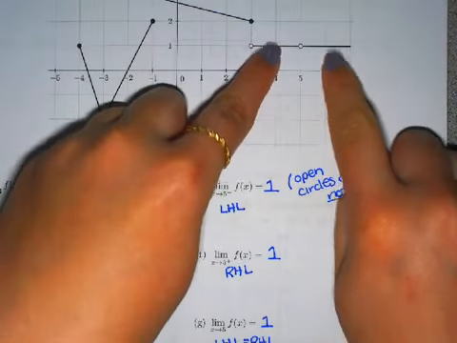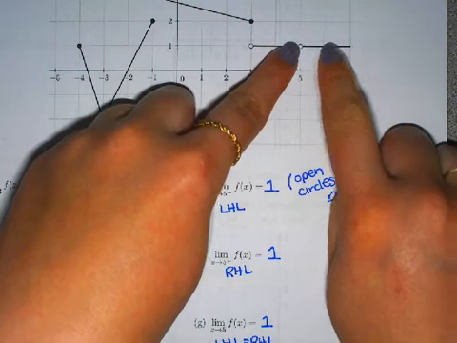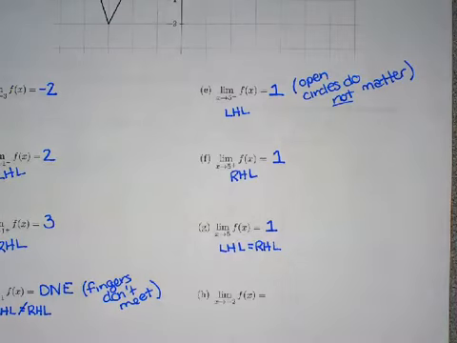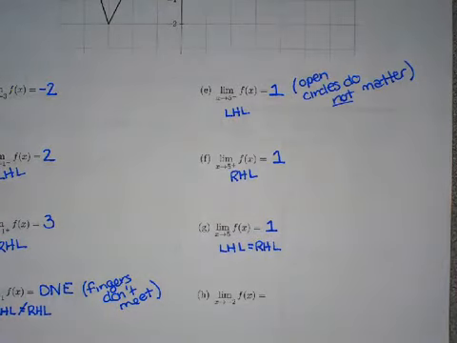So from the left of 5 and the right of 5, I'm going to hop in on the graph. Left-hand limit is 1, right-hand limit is 1. Our two-sided limit, our fingers meet. Our answer is definitely 1.